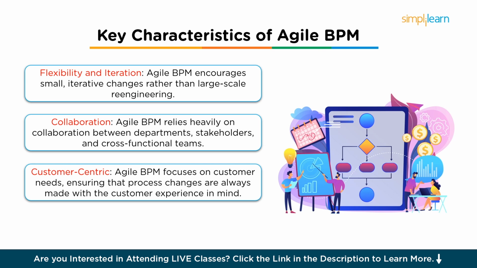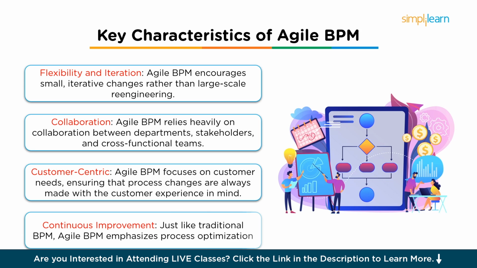Customer-centric. Agile BPM focuses on customer needs, ensuring that process changes are always made with the customer experience in mind. This is in contrast to traditional BPM, which may be more internally focused. Continuous improvement. Just like traditional BPM, Agile BPM emphasizes process optimization. However, the improvements are more frequent and occur over shorter intervals. Teams review processes, receive feedback, and make incremental changes as needed.